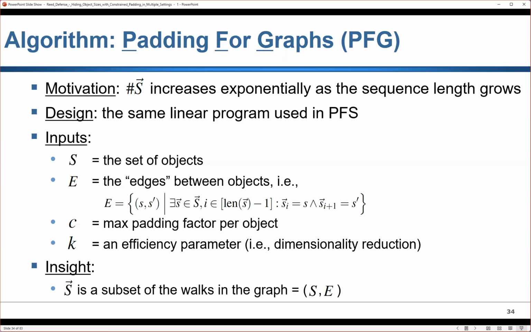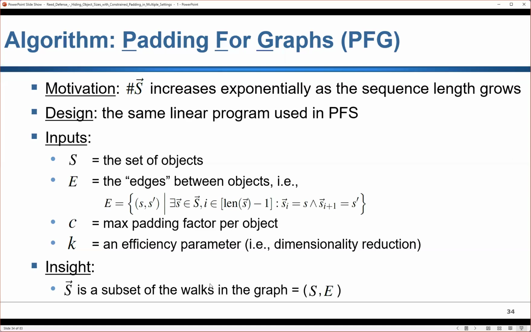So we then also present for this setting an algorithm that we dub PFG, padding for graphs. It leverages the same underlying linear program with the caveat, instead of providing the linear program the set of sequences, you instead provide it the edges, where the edges are all of those subsequences of length 2. So you can think of them as directed edges from one object, then the second object is retrieved. Provide all of those to the linear program instead of the full sequences.